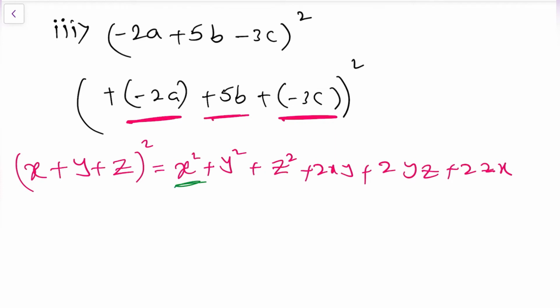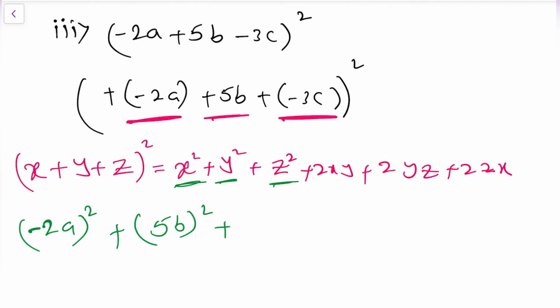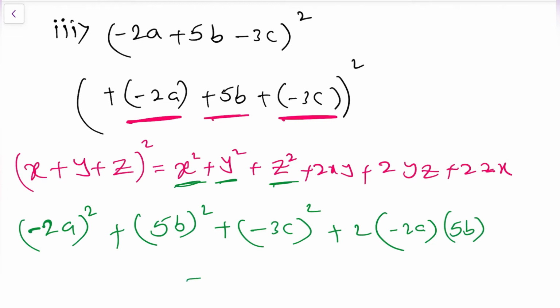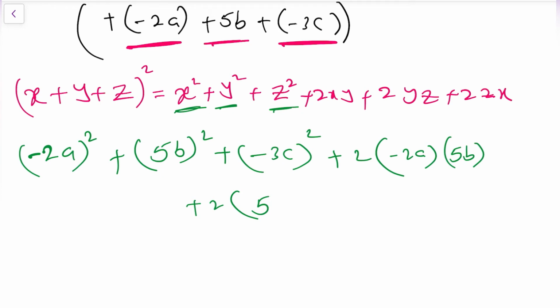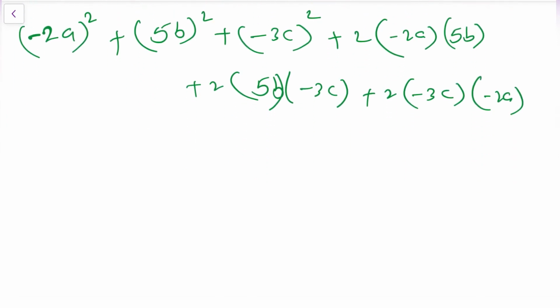Here x square is there, x is nothing but minus 2a. So (minus 2a) whole square plus y square, y is nothing but 5b, so (5b) whole square, plus z square, z is nothing but minus 3c, (minus 3c) whole square, plus 2 into x, x is nothing but minus 2a, into y, y is nothing but 5b, plus 2 into y, y is nothing but 5b, into z, z is nothing but minus 3c, plus 2 into z, z is nothing but minus 3c, into x, minus 2a. Let us simplify it.